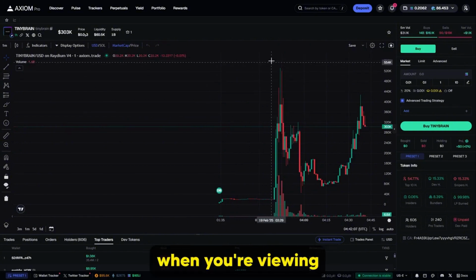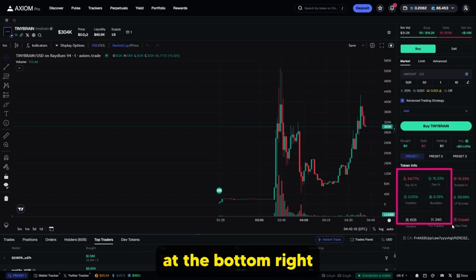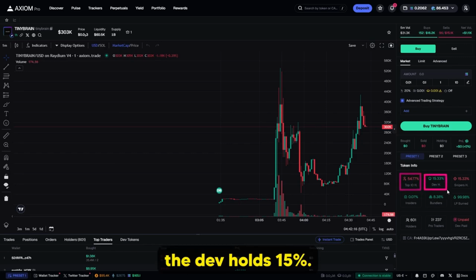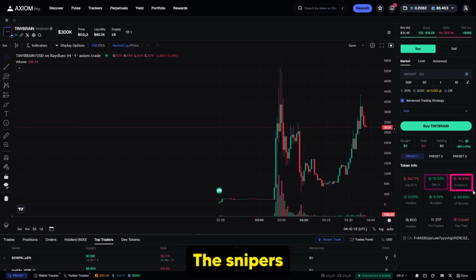Now, of course, when you're viewing any token, if you look at the bottom right area here, this is going to show you a very decent amount of information. You can see top holders is at 50%. You can see that the dev holds 15%. The snipers managed to get 15%. You can also, and most websites don't have this, see the bundlers, which is really important.